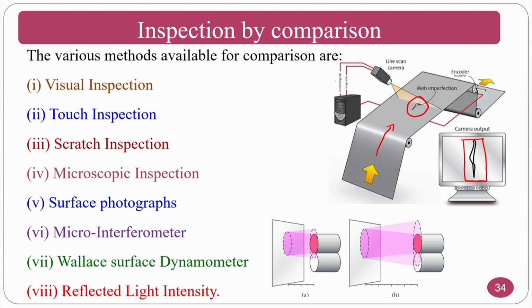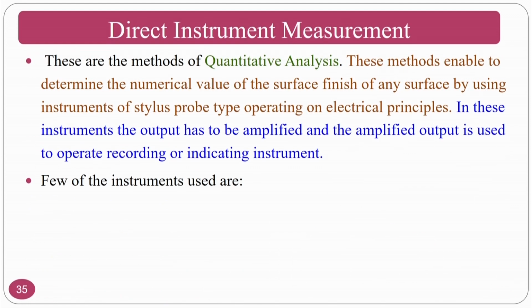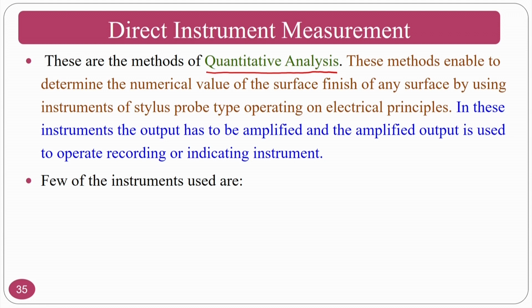So these are the many methods which one can follow, and another one is the direct instrument method. The direct instrument method follows quantitative analysis. You have an instrument and it will give you a definite value, whether the roughness is 1 micron, or 0.5 micron or something. That is quantitatively it will convey. These methods enable us to determine the numerical value of the surface finish or surface roughness of any surface by using an instrument of stylus probe type operating based on electrical principles.